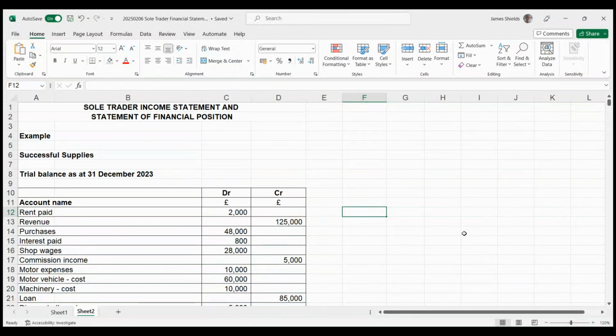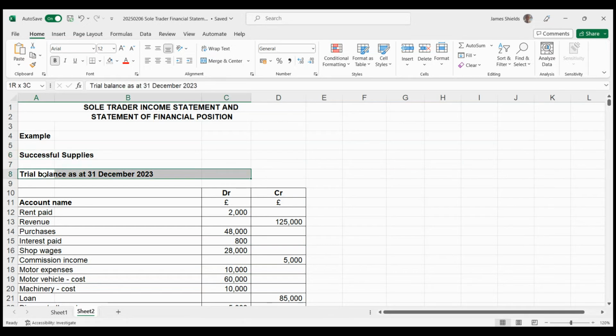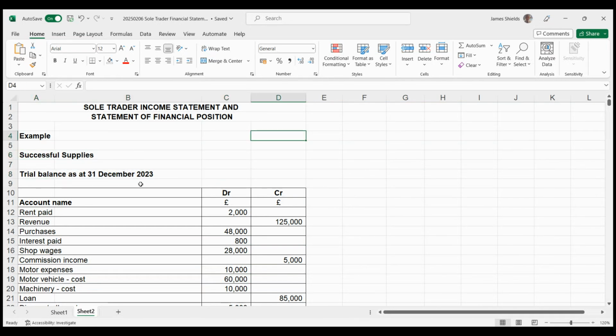Hello, and welcome to this video on sole trader income statement and statement of financial position. An example we're going to go through here called Successful Supplies, the trial balance as at the 31st December 2023. Now I've got the account name in the first column, I've got a debit column, and then a credit column.